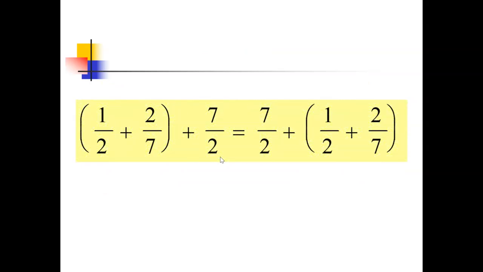Let's look at another example. 1/2 plus 2 over 7 plus 7 over 2 equals 7 over 2 plus 1/2 plus 2 over 7. First thing I notice is that the order is different on the right and the left side. Let's check the parentheses. On my right side, I have 1/2 and 2 over 7, and my left side also I have 1/2 plus 2 over 7. I did not change my grouping, meaning parentheses. I only changed the order. This is an example of commutative property when you're adding.